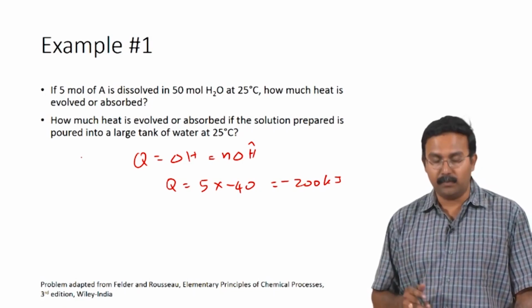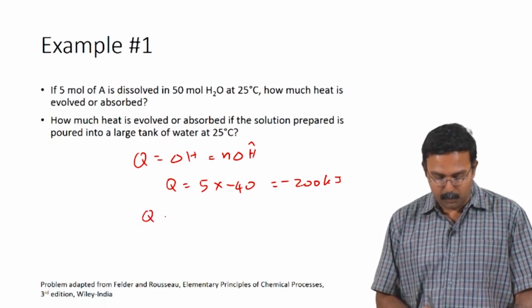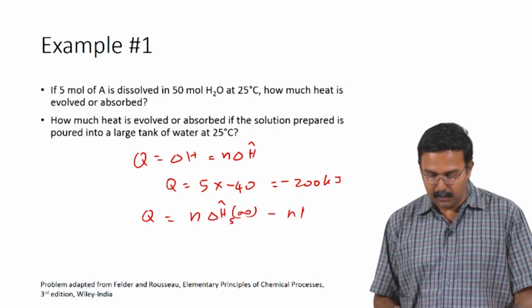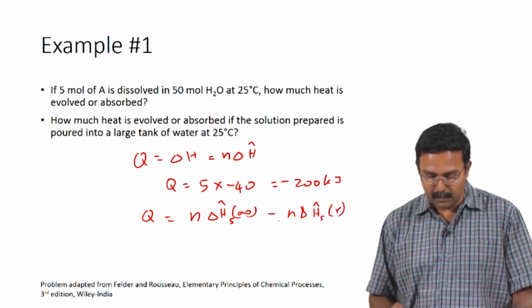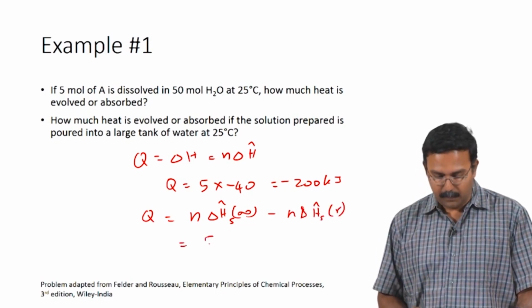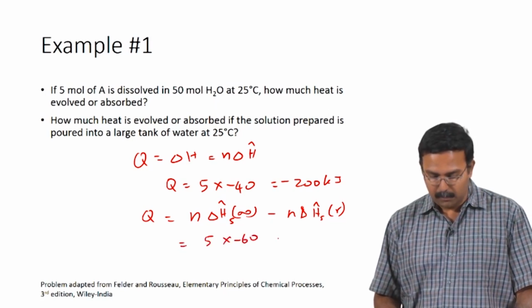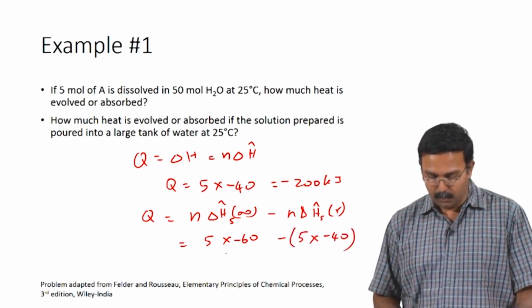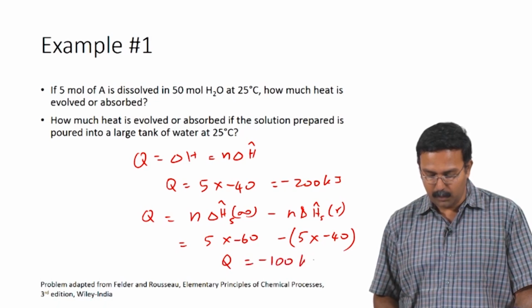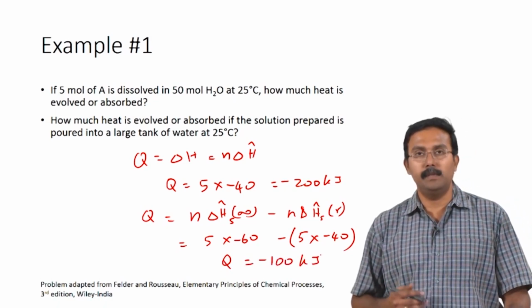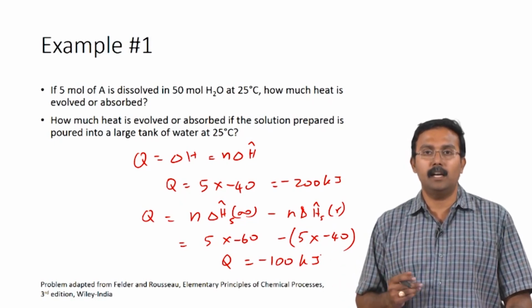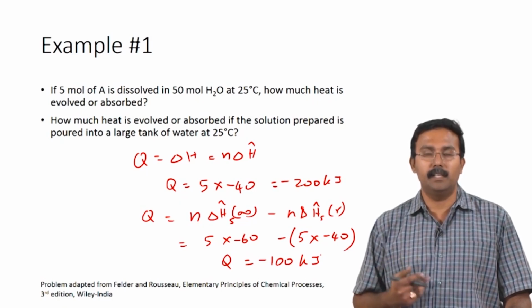So, let us try to identify what the change in enthalpy would be, which is Q equals N times delta H cap S infinity minus N times delta H cap S R, which equals 5 times minus 60 minus 5 times minus 40 giving you Q equals minus 100 kilojoules. So, 100 kilojoules would be released if the solution is poured into a large tank of water at 25 degrees Celsius.